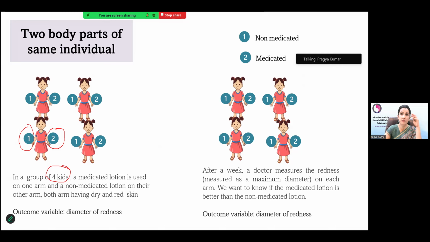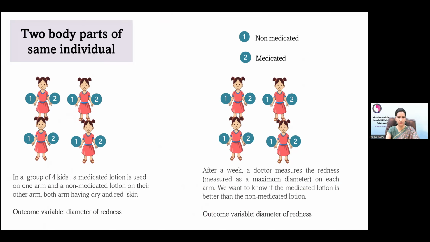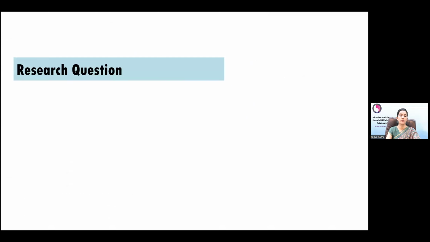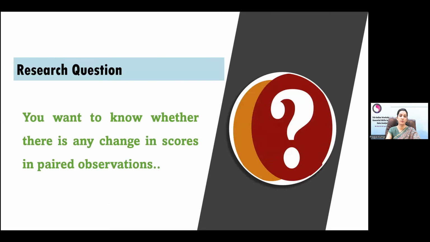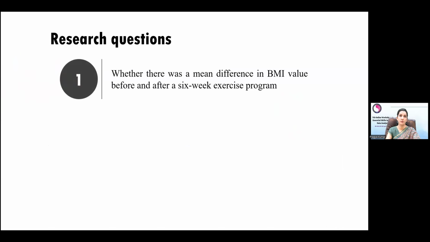Then after a week, the researcher measures the redness as the maximum diameter on each arm. And if we want to know whether the medicated lotion is better than the non-medicated lotion, my outcome variable here is the diameter of redness. And my paired data are the medicated and non-medicated, but they are applied on the right and left arm of the same person. So what can be the research question? If I want to know whether there is any change in the scores of the dependent variable in these paired observations or not. So what are the research questions?